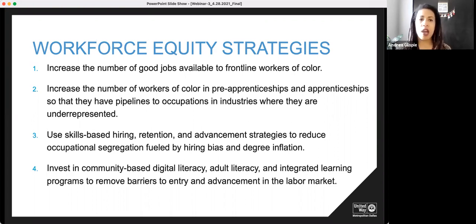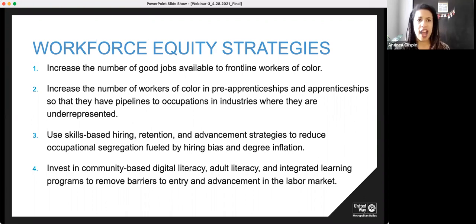Number 3 focuses on using skills-based hiring, retention, and advancement strategies to, again, reduce occupational segregation that we see in the labor market. That's really tied to employer practices in the ways that employers hire and promote their workforce.